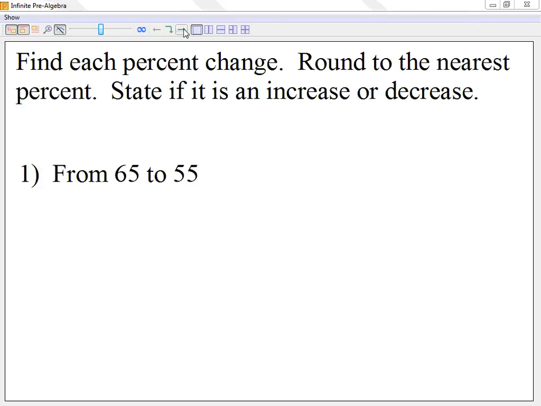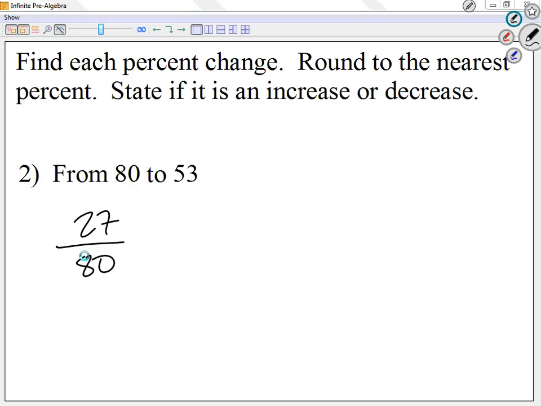Let me take a look at question number 2. I know from 80 to 53, I'm going to subtract my two numbers. From 80 to 53, I know the difference is 27. Once again, I'm going to subtract my numbers, so that's how I got the 27. And I'm going to divide this by the first number, how much it used to cost. So 27 divided by 80.